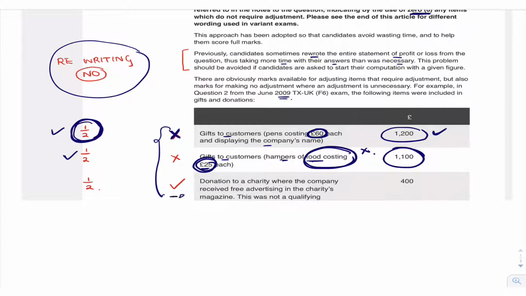Now over here, a donation to charity where the company received free advertising in the magazine, this is actually an allowable expense. You're allowed to deduct this. But what did you need to do in your statement? You needed to include a zero to show the examiner that you actually knew that this was allowable. And for this zero, you are given half a mark. So you see how you have to look at all of these areas individually.